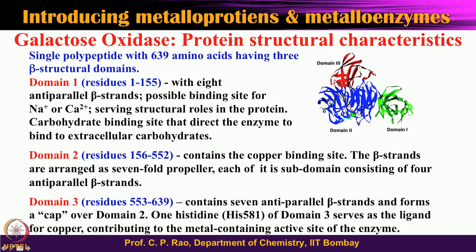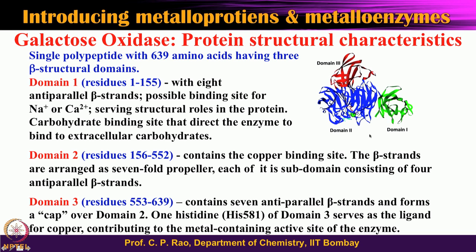Domain 1 has some sodium and calcium binding sites, but most importantly it has carbohydrate binding, because here what you are doing is taking the galactose and converting it into the oxidized form of galactose at the C6 position. Therefore, the carbohydrate binding and carbohydrate recognition is there in domain 1. And what is domain 2? Domain 2 has this type 2 copper center, that means catalytic center, reaction center, active center.